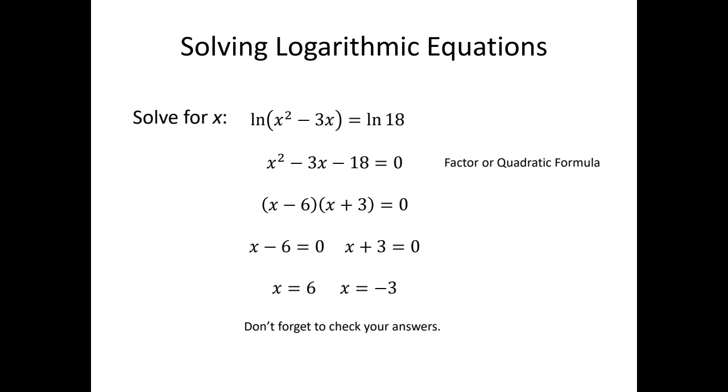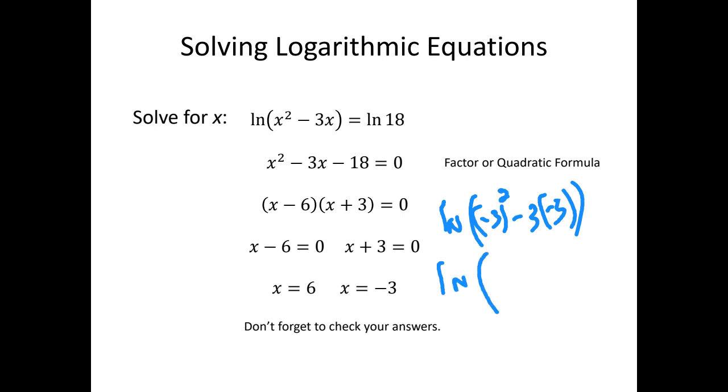Okay, so we have natural log of negative 3 squared minus 3 times negative 3. So we would end up with natural log of 9, and then negative 3 and negative 3 is positive 9. So it gives us 18. So that's okay. So both are solutions. Okay. All right, so let's try this one.